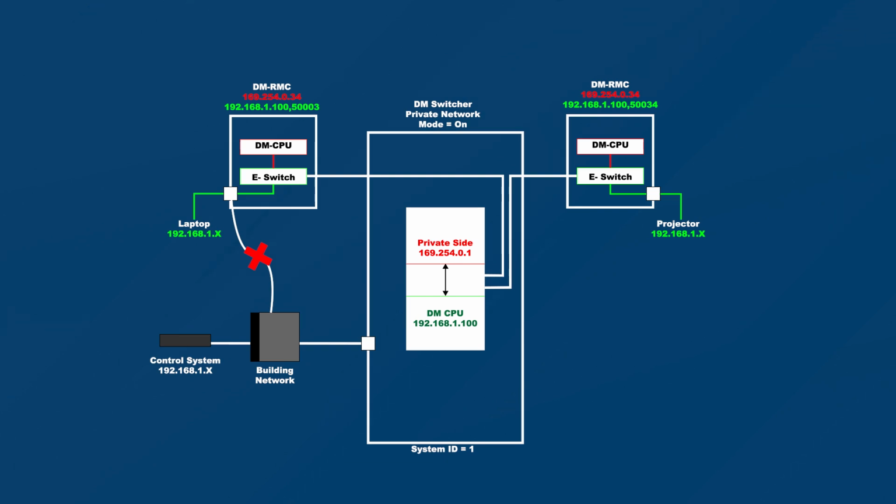Since you cannot generally join the private network yourself, except in the case of large format DM switchers, you will need the main LAN IP address of the DM switcher and the port that it resides on.